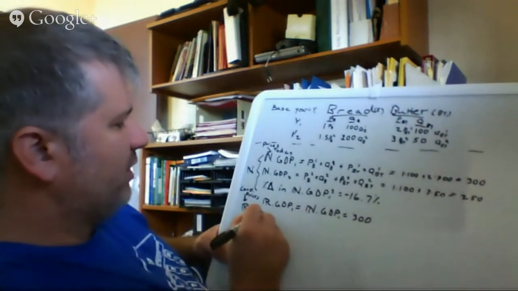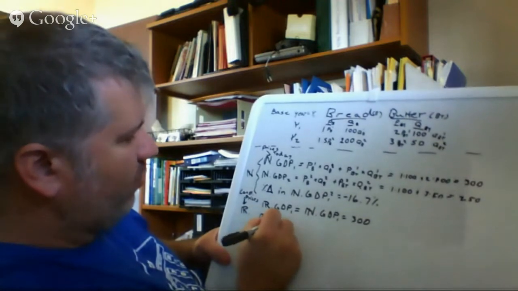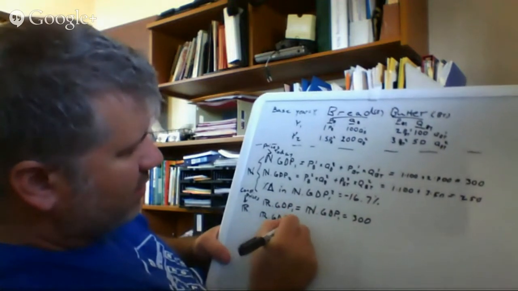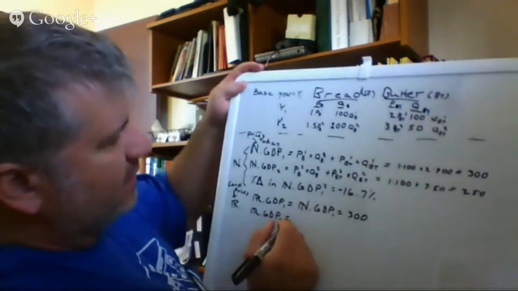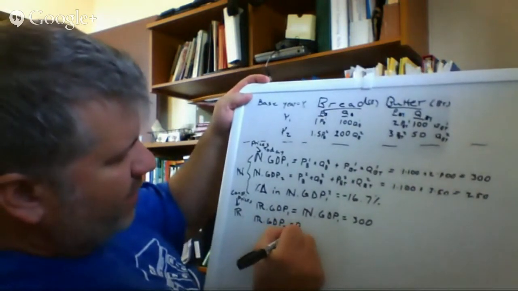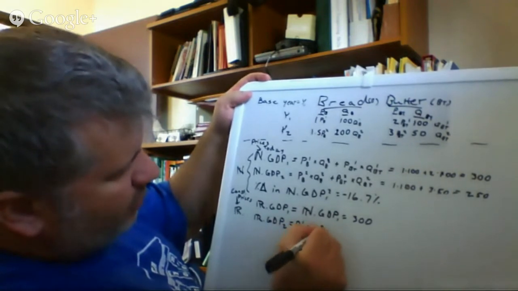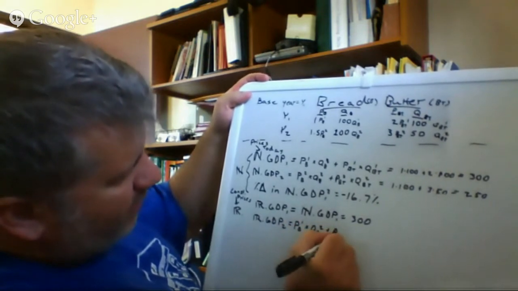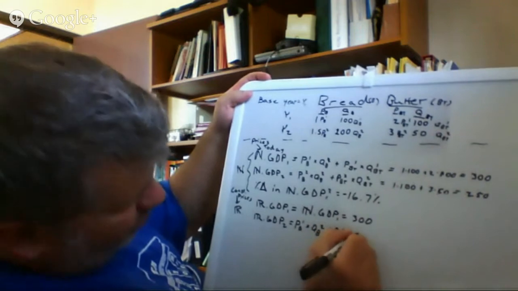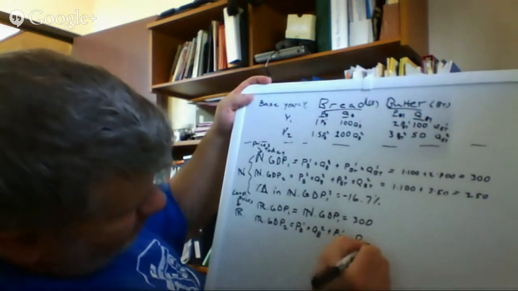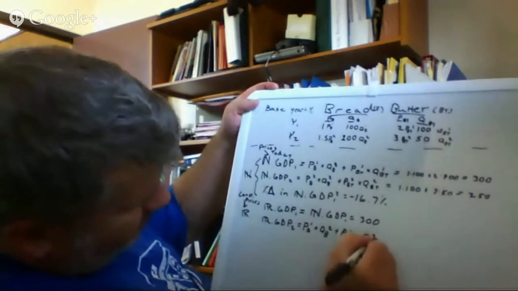Then we want real GDP in year 2. So now we're looking for the quantity change, not the price. So we're going to hold the prices constant at year 1 prices. So we do price of bread year 1 times quantity of bread year 2 plus price of butter year 1 times quantity of butter year 2.